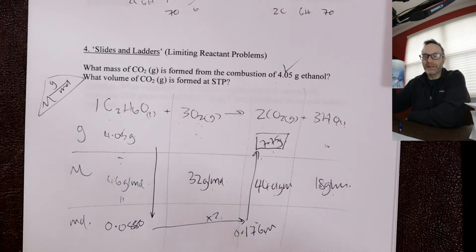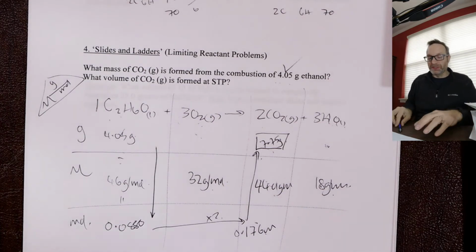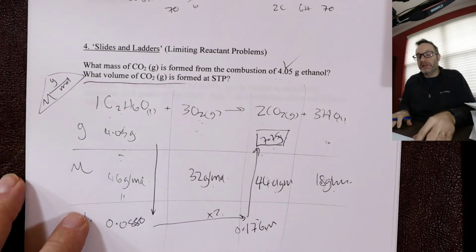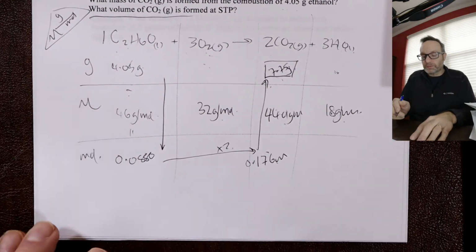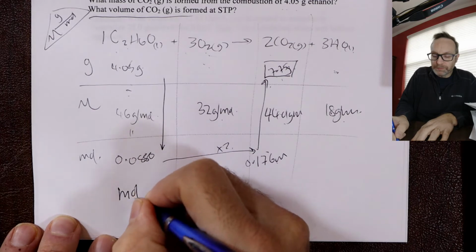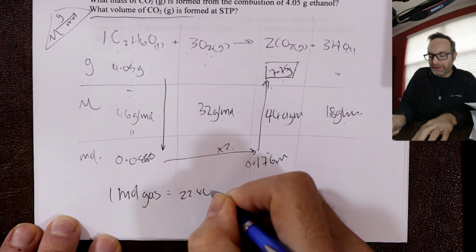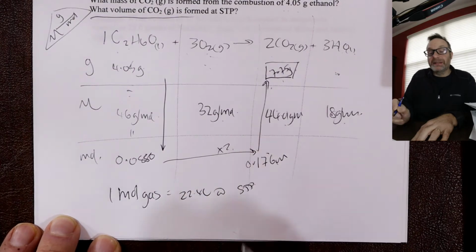Now, oftentimes, you'll get a little add-on question. What volume is CO2? There is no box for volume on here. All you've got to remember is 1 mole of gas equals 22.4 liters at STP, standard temperature and pressure.